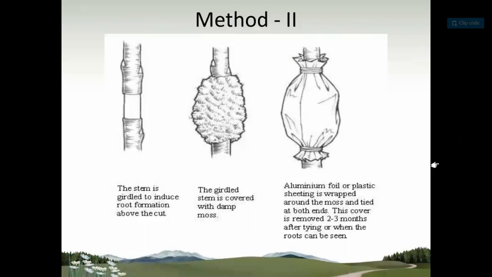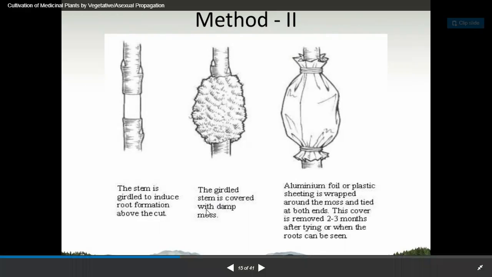In method 2, the stem is girdled to induce root formation above the cut. Here you can see the girdled stem is covered with damp moss. Here they have girdled, or they removed the bark of the stem, only the wood part is there. And this you have to cover with the damp moss or some other type of moss from another plant. Okay. And that you have to cover properly. Aluminum foil or plastic sheeting is wrapped around the moss and tied at both ends. You have to tie here so that it will be covered properly.